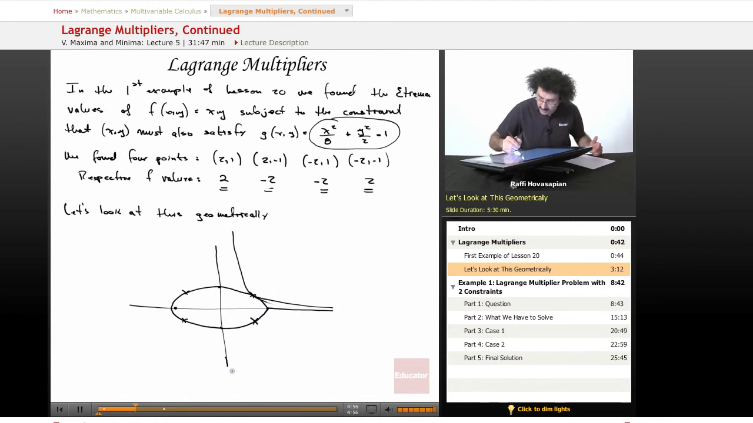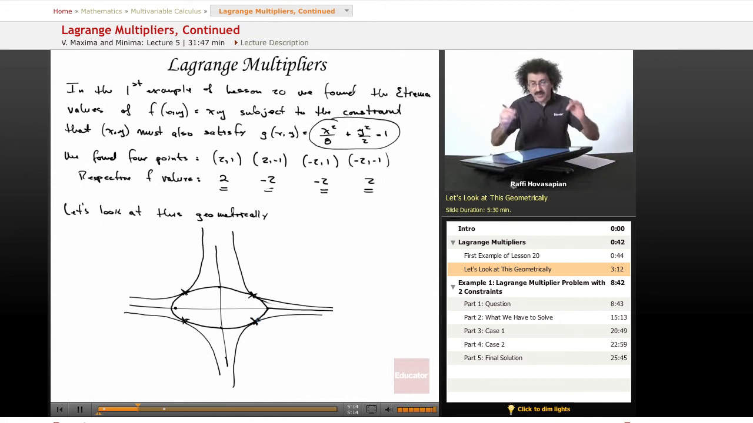So in other words, the points 2, 1; negative 2, 1; negative 2, negative 1; and 2, negative 1 are the points that maximize the function, and they also happen to lie on this ellipse. So the constraint is satisfied. Those are the points that we found. Geometrically, take a look at this: at this point, if I were to take the tangent line to both curves, as it turns out, they correspond.